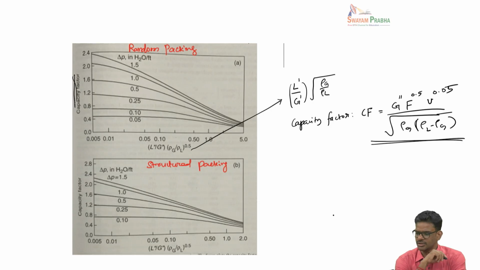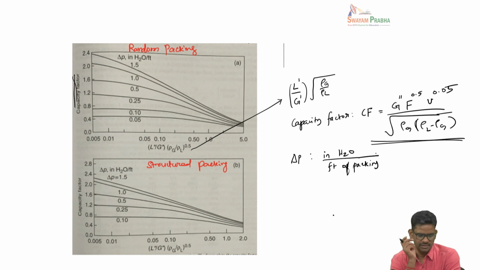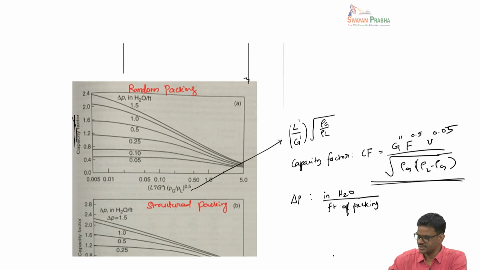Okay, and you can see that each of these curves now corresponds to a different pressure drop. Okay, and the pressure drop, delta P, is now given in units of inches of H2O per foot of packing. So in other words, generally we are looking at this kind of pressure drop versus flow rate scenario like this.